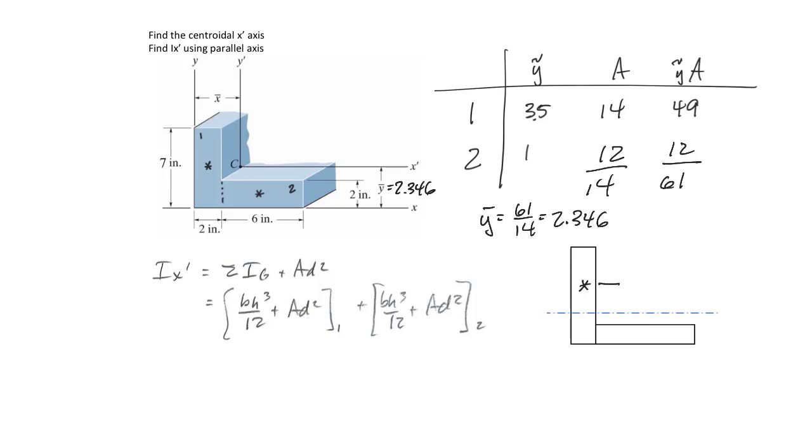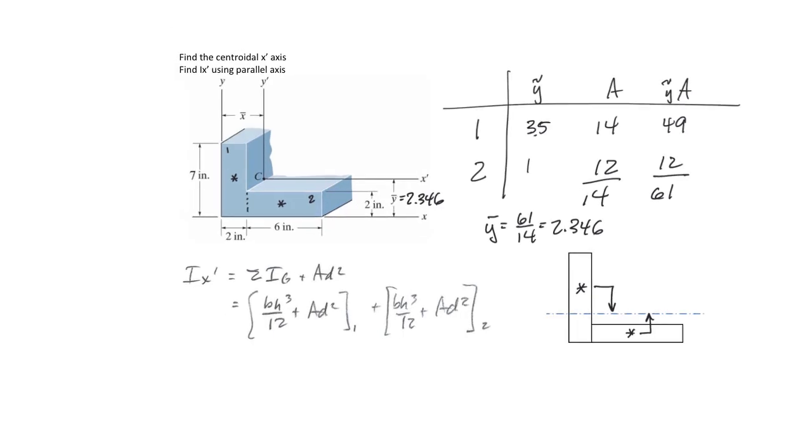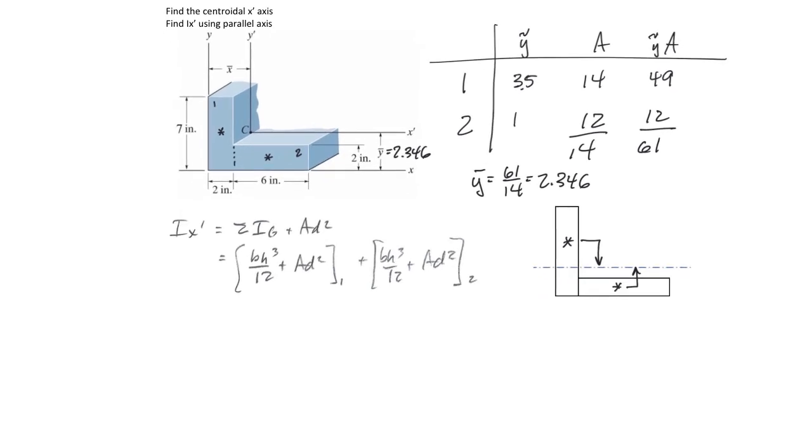All right, now that we do that, what we're looking for here is we got some distances. That's going to go down to there, and this one's going to go up to there. Now we can pre-compute those things, or I can show you just a little bit of a faster approach as we go ahead and just write this thing out. So again, we're going to look at I about x prime is the sum of the two pieces. Again, we're going to have BH cubed over 12 plus AD squared of number 1 and also number 2. So let's just go right in the numbers and see what we got.